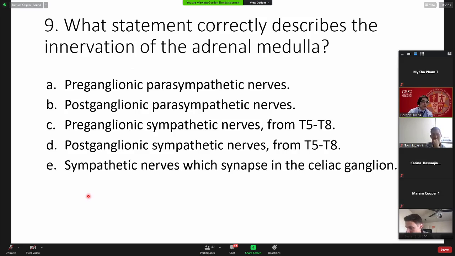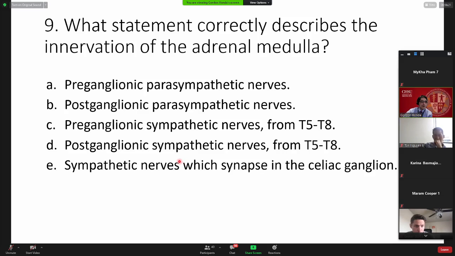Okay, this one, we're getting low on time. Let me just run through this real fast. This is one of those things where you look at it, you scan it real fast. So the question is, is it pre- or post-ganglionic? Is it parasympathetic or sympathetic? Does it involve T5, T8? So this, you just have to know, it is or it is not. And this is probably just a distractor.